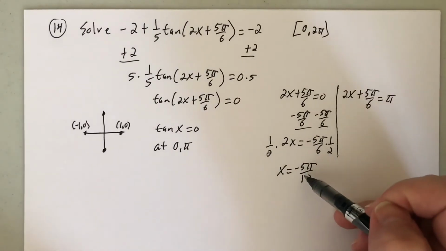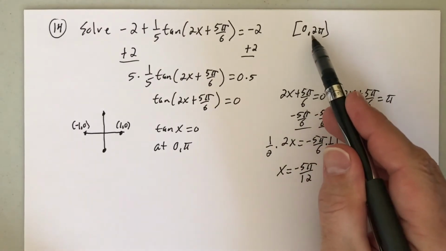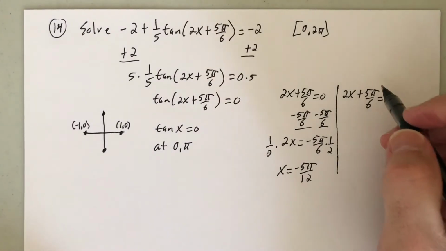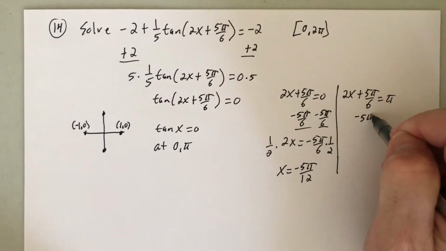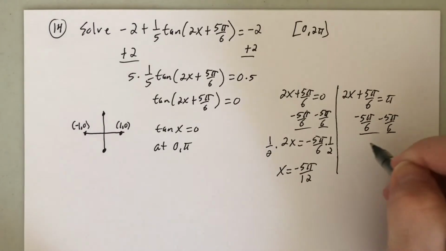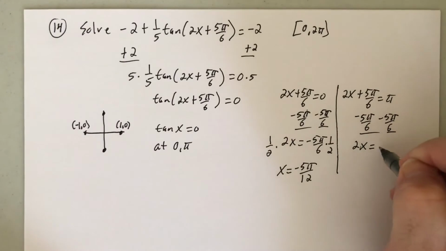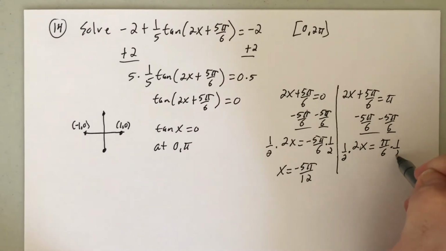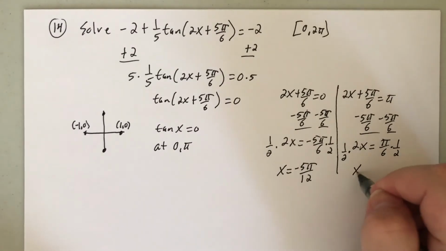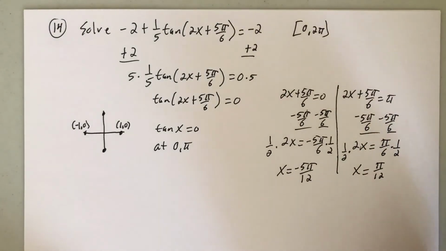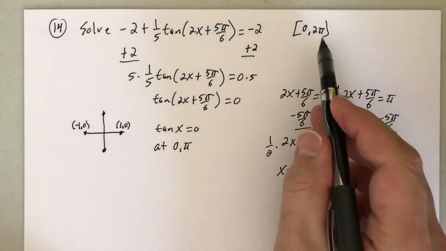Now if you notice, this is outside of this range, and that's okay. We'll take care of it when we go through the rest of the problem. So here I'm going to subtract 5 pi over 6. That gives me 2x is equal to pi over 6, multiply by a half, and that gives me x is equal to pi over 12. So I have these two solutions. Now this one is inside the range.